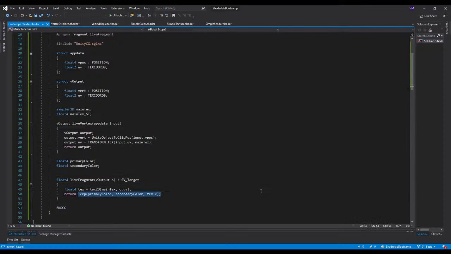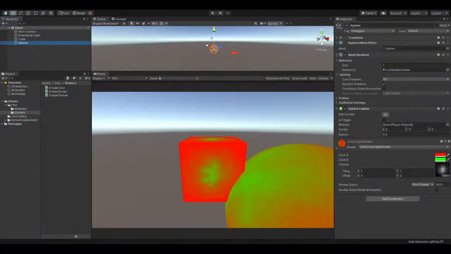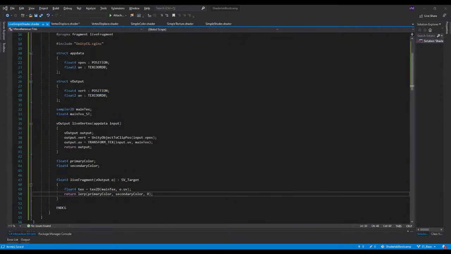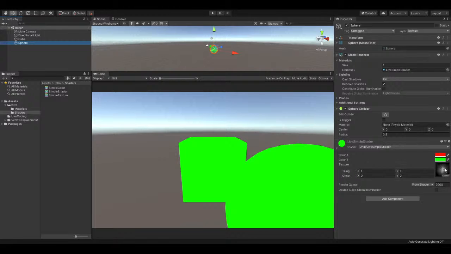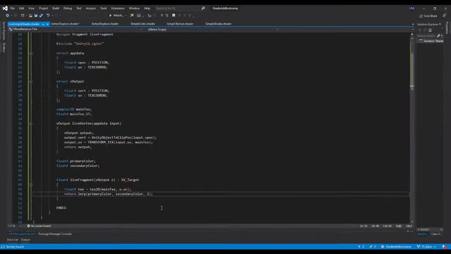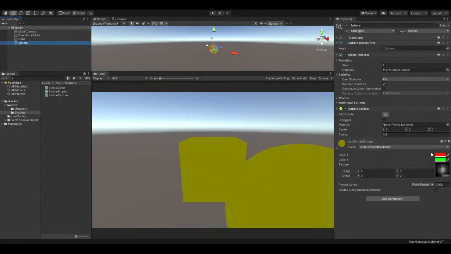So what we're going to do is write a lerp function where we put the minimum value, maximum value, and the value to lerp between. So if this is 0, it will be the primary color. Okay, you see that? If it is, let's say, 1, it's going to be the secondary color. Now if I give it a grayscale value, it will be a mixture of it. Okay, so 0.5, and if you go here and check it out, it's a mixture of that.